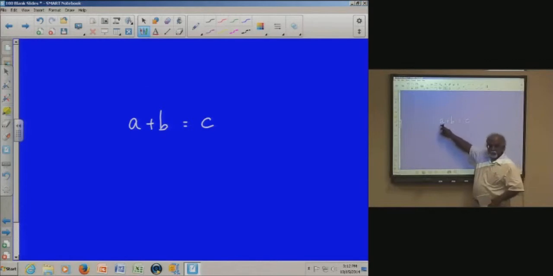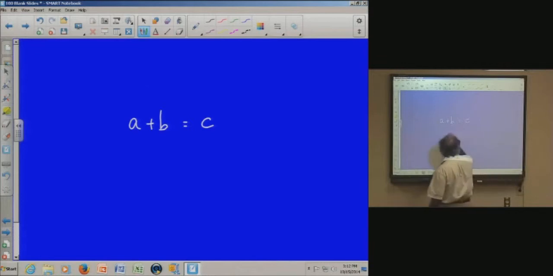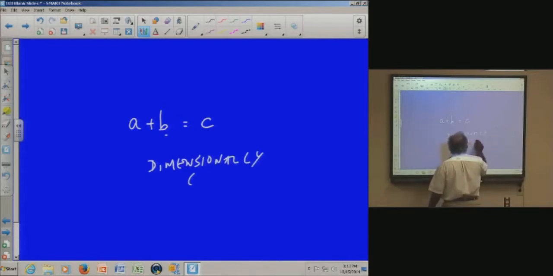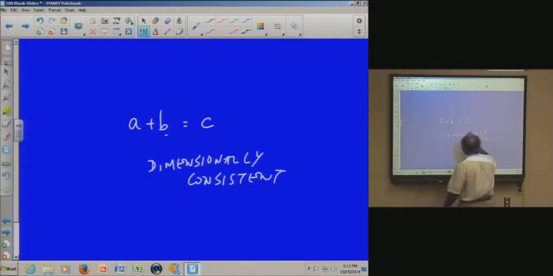But if a is speed and b is distance, you can't add them, because this has units of length divided by time, this has units of length. And so when you're writing an equation, not only should the equation make sense, but it should be dimensionally consistent. They should all have the same units. This is also very important. And this is also true when you convert from one to another.